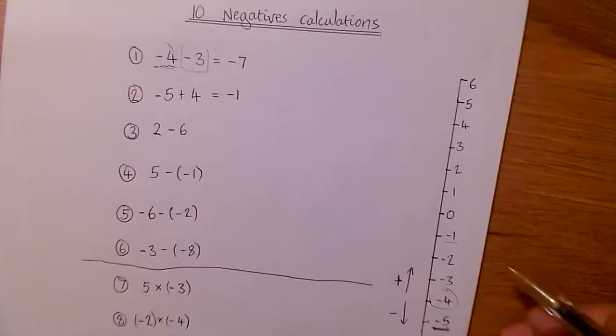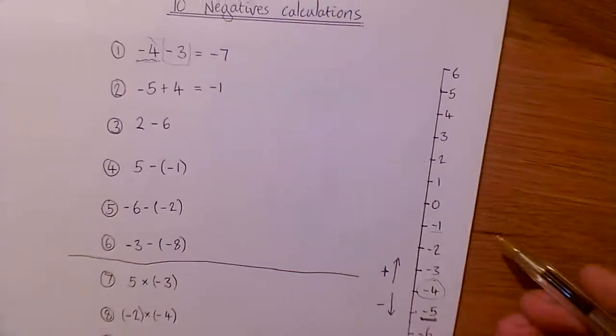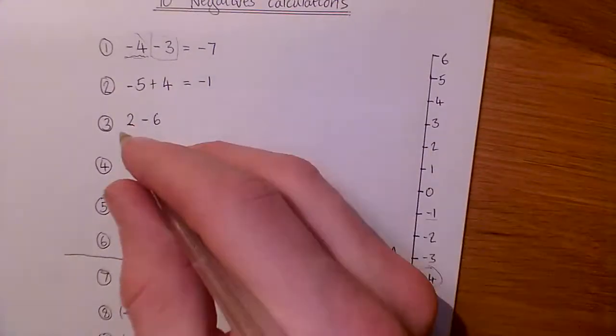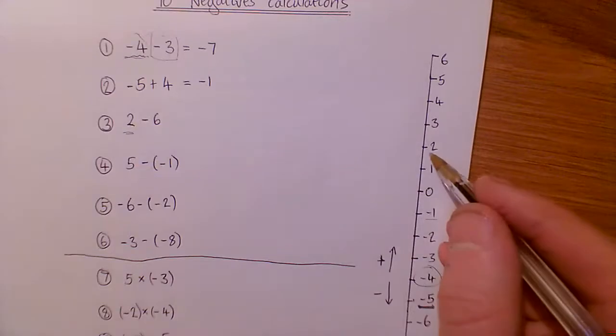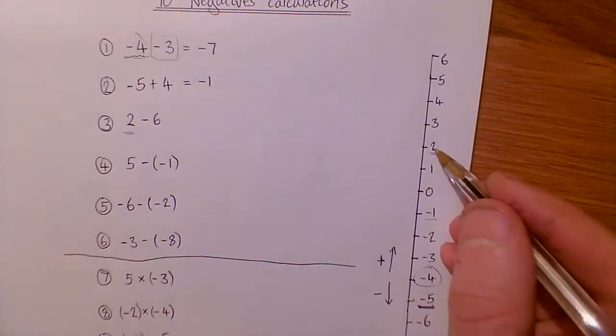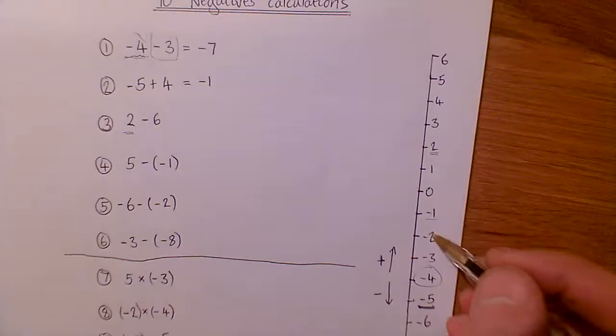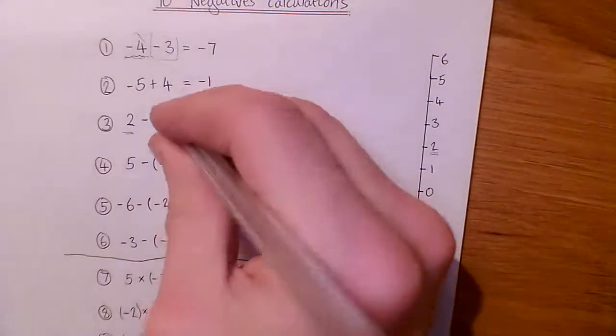Question 3. 2 take away 6. Hopefully the easiest one there, but I want to use it as another example. 2 is our starting point, and then we're going from there. We're taking away something. So we're starting at 2, 1, 2, 3, 4, 5, 6 gets us to -4.